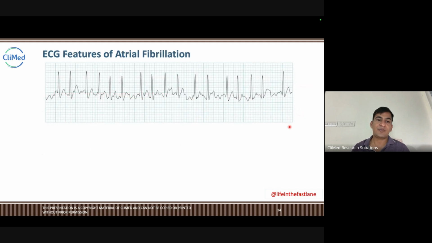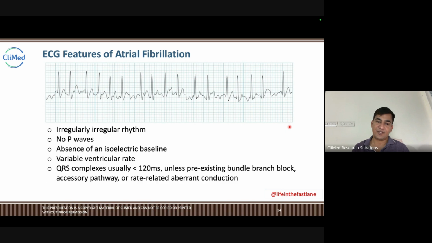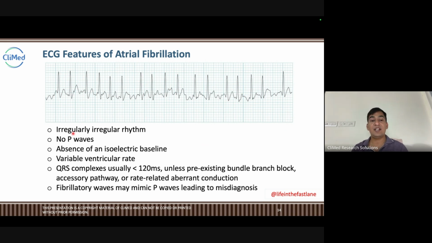Understand? Now, let's look at the ECG features of atrial fibrillation. Look at this. Can you see anywhere? First thing, irregular rhythms. There is no consistency, not even a 1:2 ratio or 2:1 ratio, right? This is bigger, this is smaller, then bigger, then smaller, bigger, then smaller. There is no consistency at all. So these are called irregular rhythm.